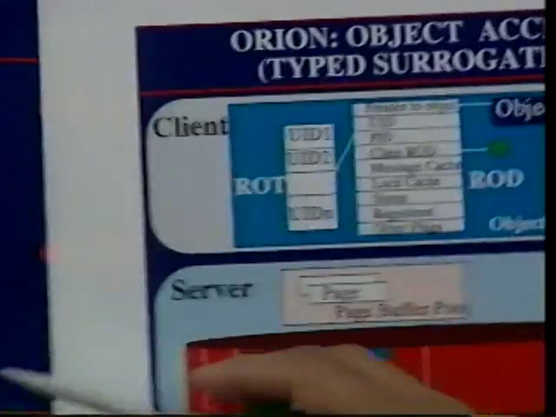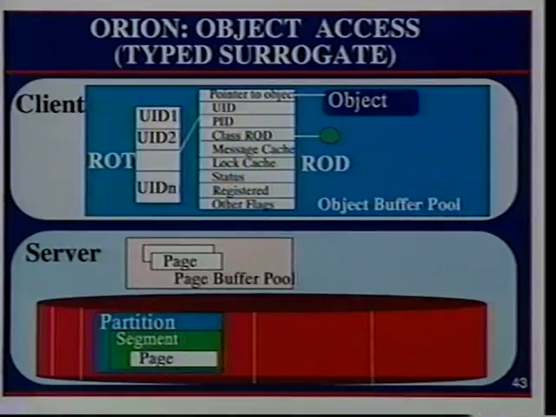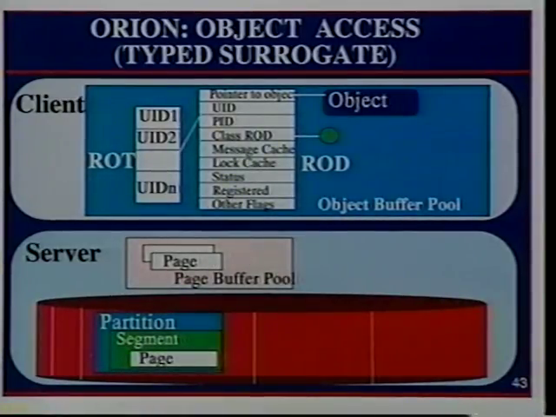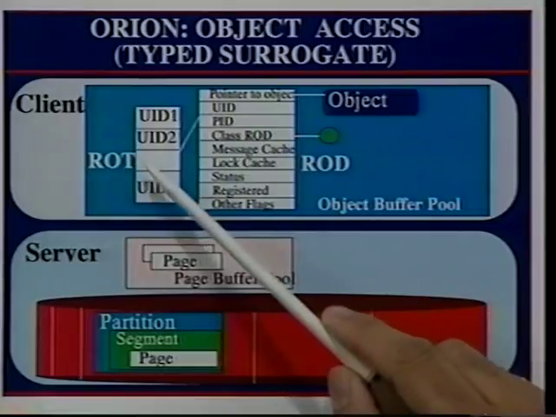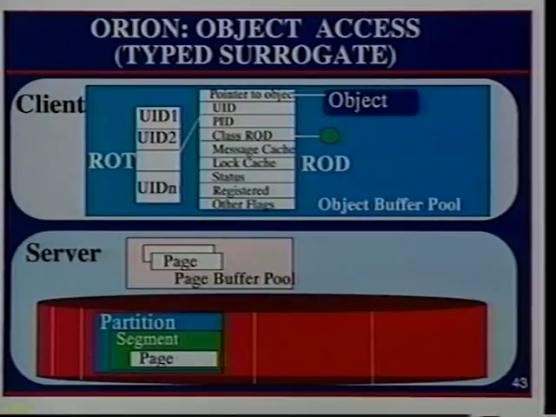And here is an example of that process. Orion is one of the systems which is a type based object server, and it uses some kind of identity called the surrogate ID. Again, this is a fairly complex process, and this is called the typed surrogate. I'll try to explain that in a couple of minutes. The objects are not directly referenced in this case, but rather in the object buffer pool we create something called a resident object table.